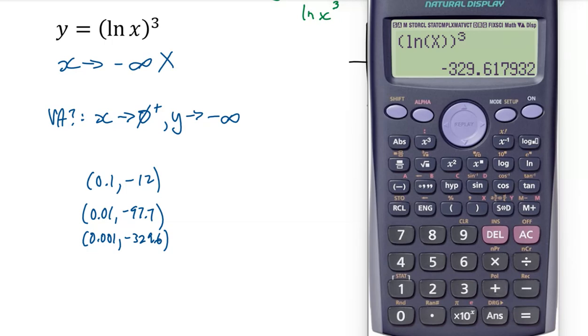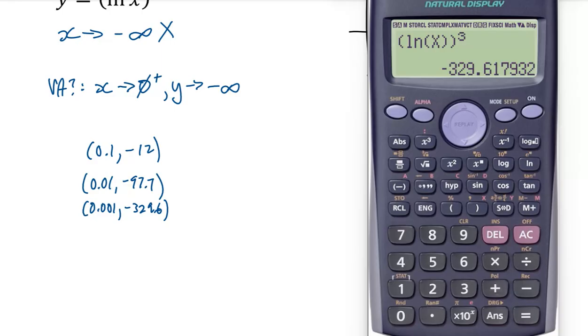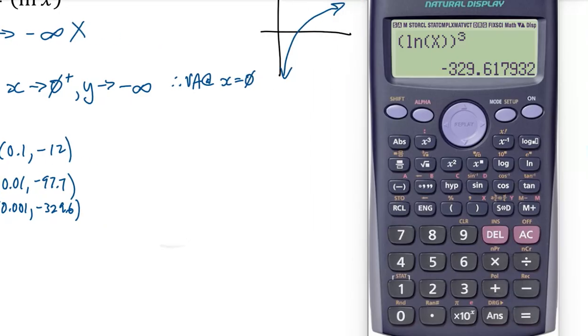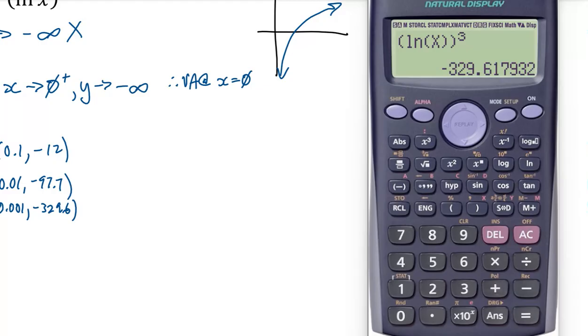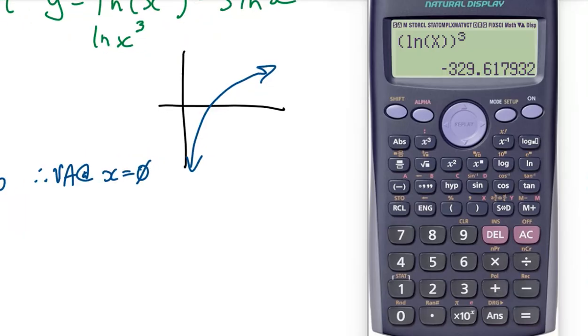So you could check a few. You don't have to write them all down. I would write the biggest one, I suppose. But that certainly looks like that's what's happening. Therefore, we have a vertical asymptote. Again, you have to write this down at x, not y, x equals 0. And it's going to negative infinity. What happens if you take a big number and cube it? Just gets bigger.